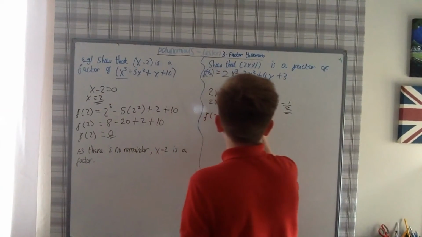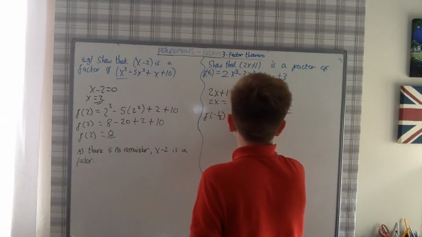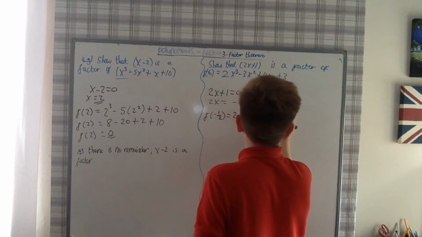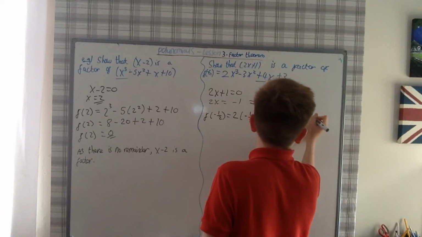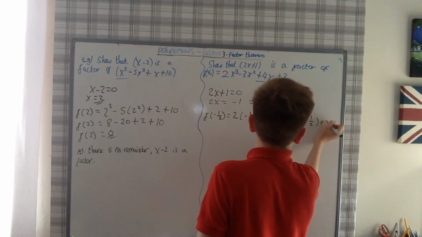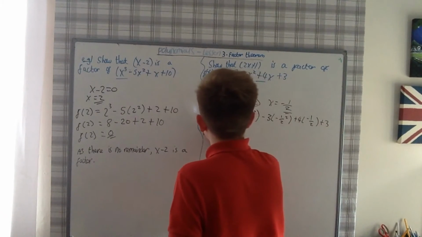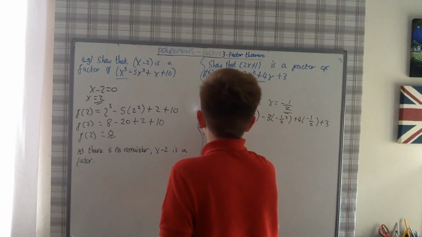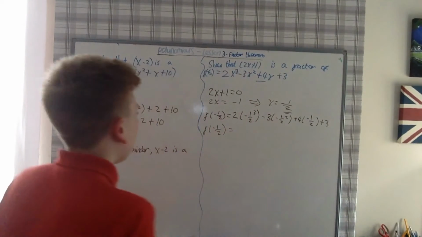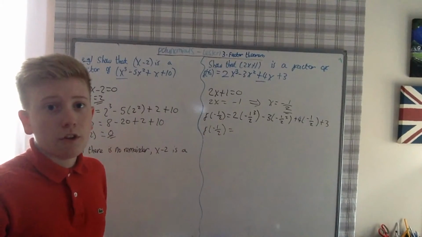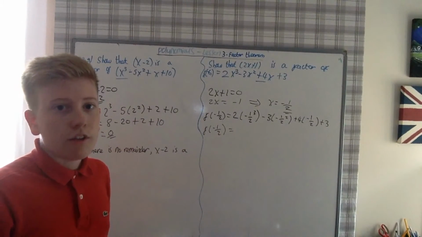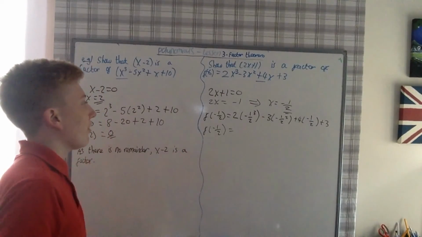2 multiplied by minus a half cubed minus 3 multiplied by minus a half squared plus 4 multiplied by minus a half plus 3. And it is worth showing all these steps. I know you might be able to jump straight to the answer, or maybe you can jump to this step here. But it is worth writing this out just to show exactly what we're doing, make it clear to the examiner so that there's no way they can take marks off you. Okay?